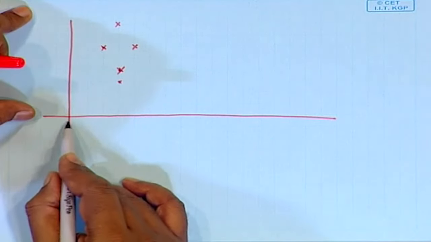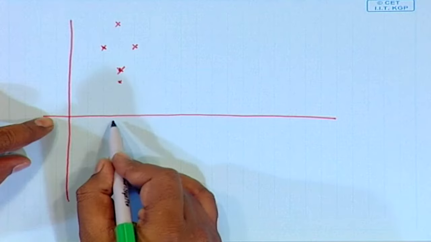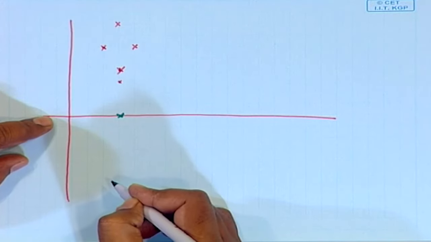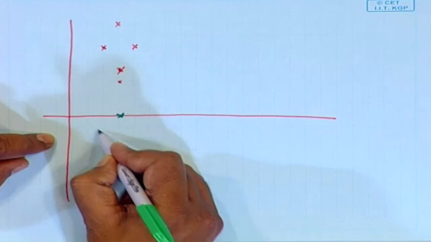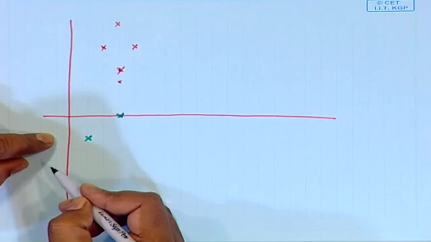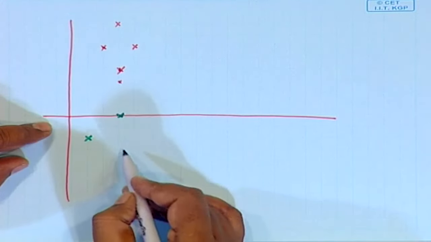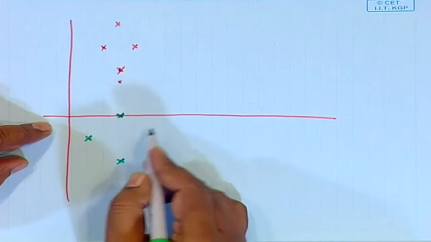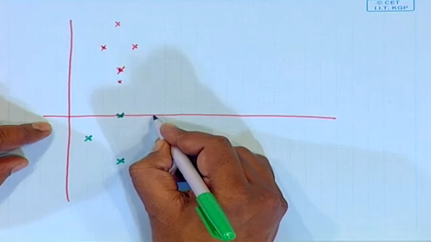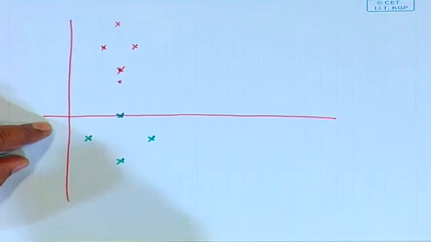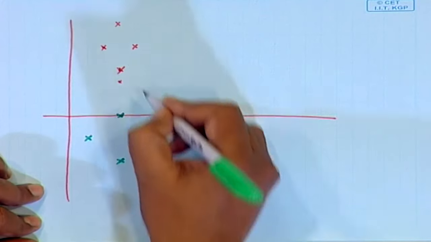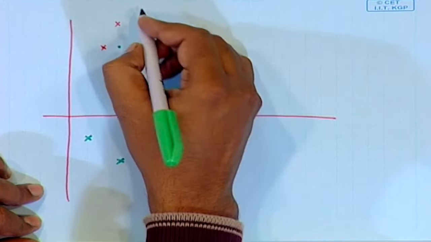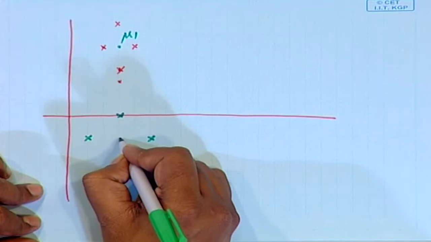Similarly, for omega 2, I have (3, 0), (1, -2), (3, -4), and (5, -2). So these are the points which belong to class omega 2. All these reds belong to class omega 1 and the greens belong to class omega 2. Mu 1 is somewhere over here, and mu 2 is over here.